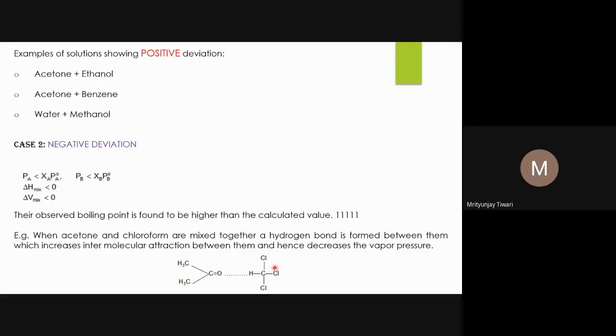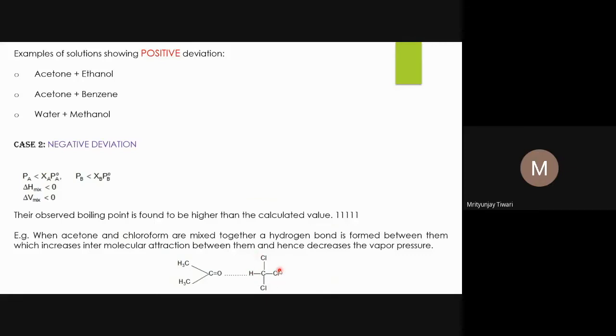That is okay if it is not in your syllabus, but it is a modern thing that people are still researching. That is there in the recent current literature. So chloroform forms a hydrogen bond.